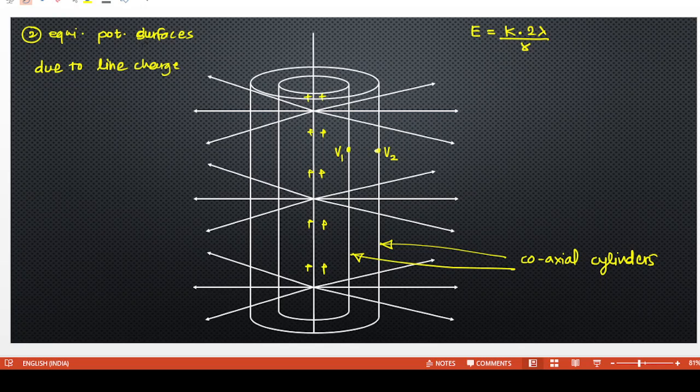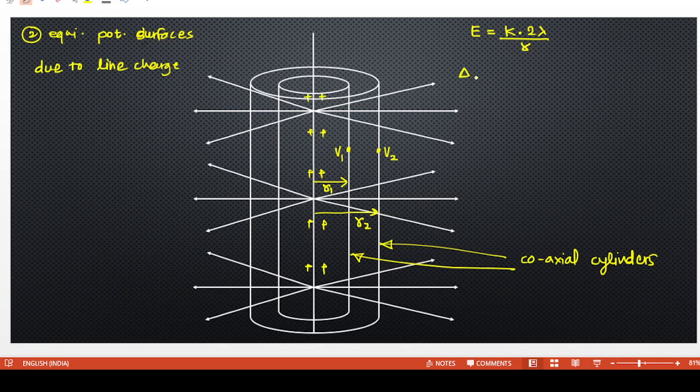Here you cannot use the formula potential difference upon distance. The reason is electric field is not same at all the distances. It is different at different distances. So what is this distance? R1. What is this distance? R2. Now how will I find the potential difference between these two surfaces?